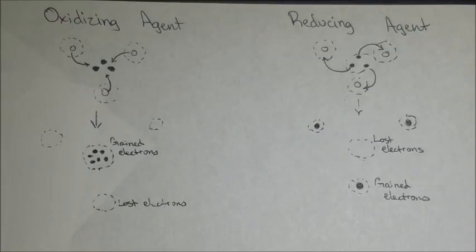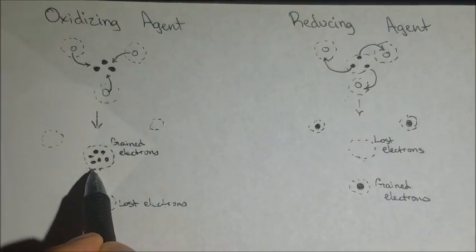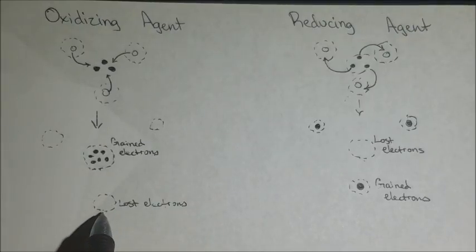So really we're asking, is this an oxidizing agent or a reducing agent? So we're gaining electrons. So the agent here is gaining electrons from its surroundings, which means that the surroundings had to lose those electrons. And that means that the surroundings were oxidized.